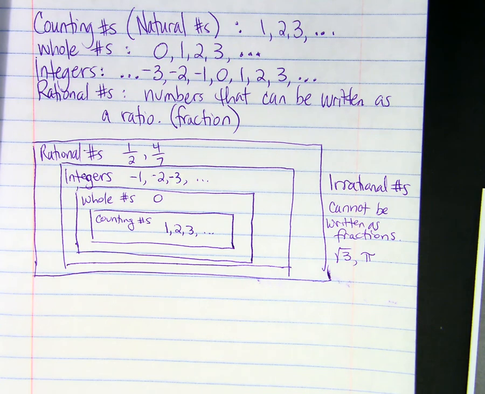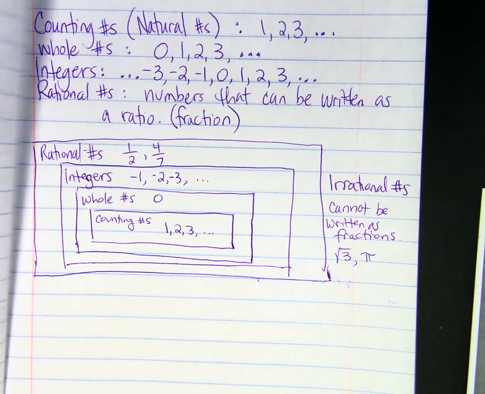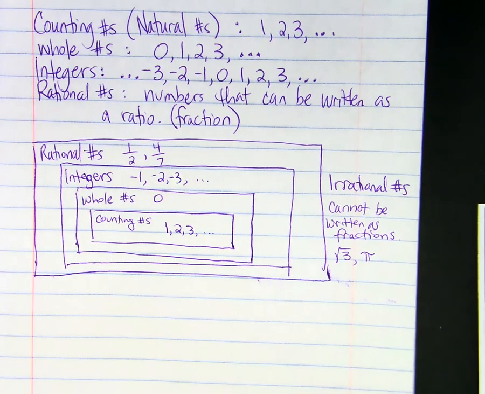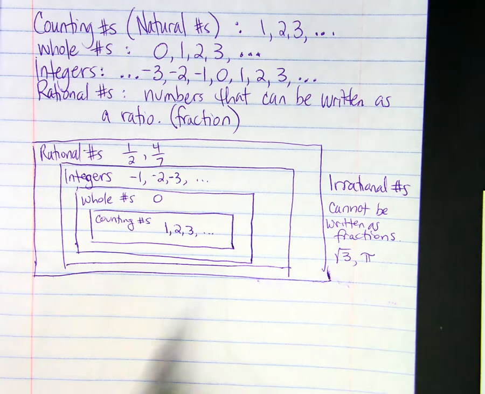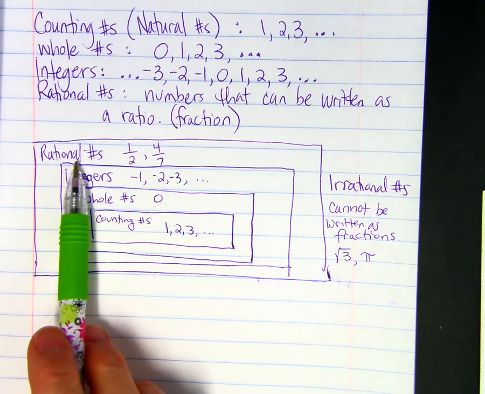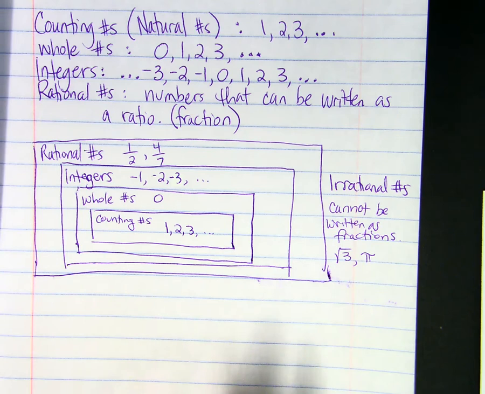And then imaginary numbers, we'll go over those later in your life. We don't have to worry about those right now. These are all the real numbers between rational numbers and irrational numbers.